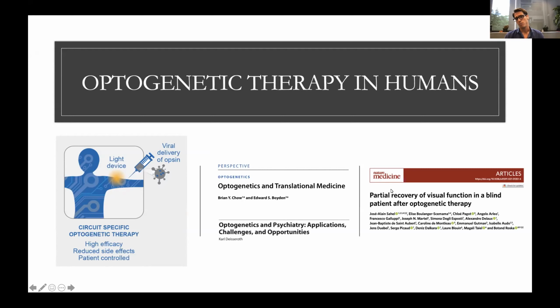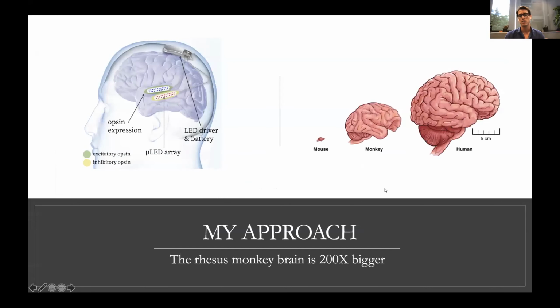A paper in Nature Medicine, published by both a French and Switzerland-based group, injected viral vectors in the eye and partially restored vision to a blind individual. So I think these are super encouraging results. But of course, accessing the eye is much easier than accessing the brain. And me specifically, I'm more interested in the cortex.